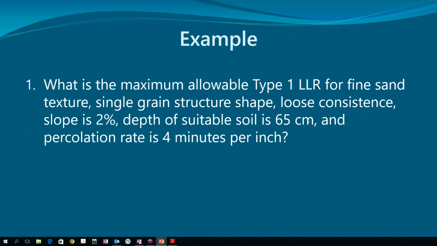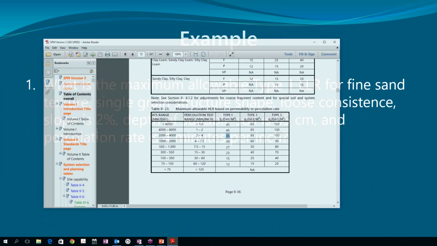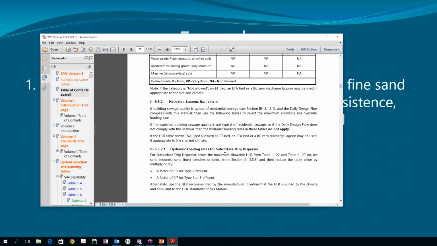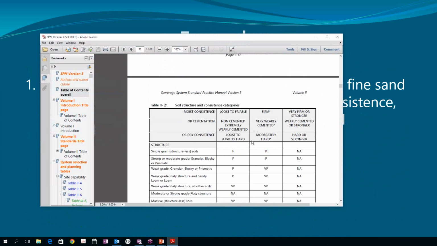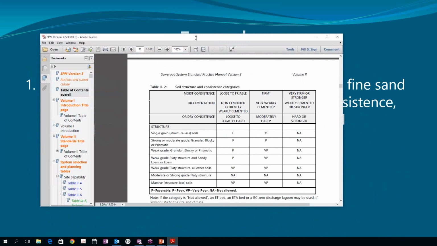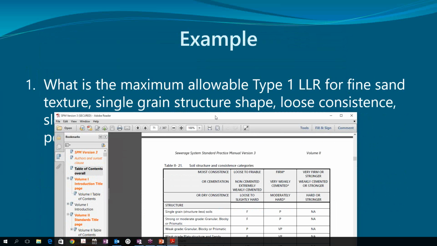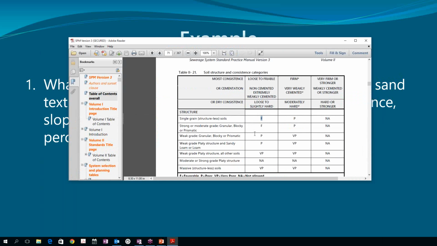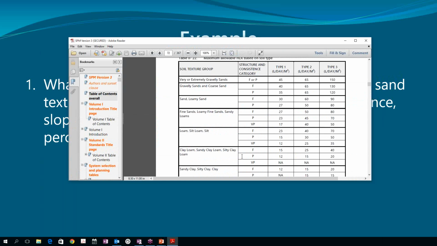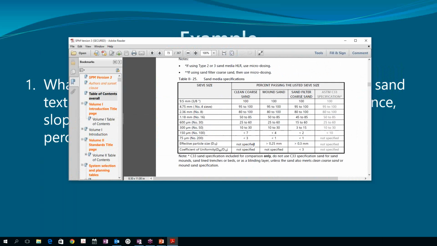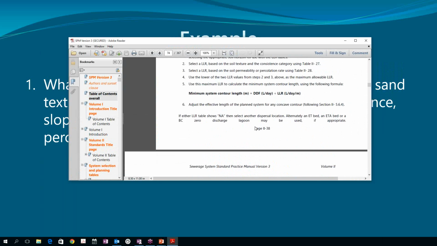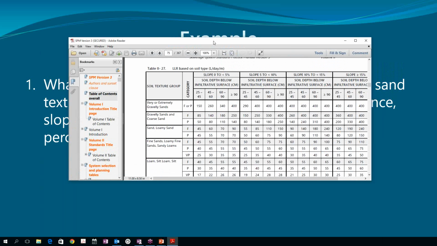Linear loading. There's the data. Linear loading, just like hydraulic loading, we have to go back to the soil structure and consistence categories. And the question said fine sand, single grain structure, loose. I guess I didn't have to go back there. It's favorable still. Now it's asking for linear loading. So the linear loading rate table is a little bit further on, section 5.6. So here we go, linear loading.